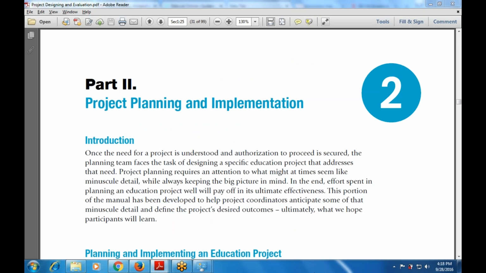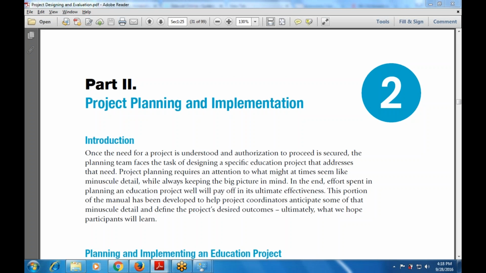Now let's move to part number 2, that is project planning and implementation. So we have finished part number 1, that is the need assessment. Next, part number 2 is project planning and implementation. How to do the project planning and implementation. So let's begin with the introduction.